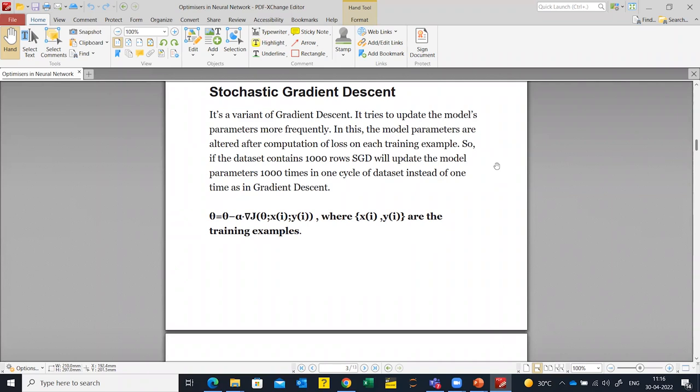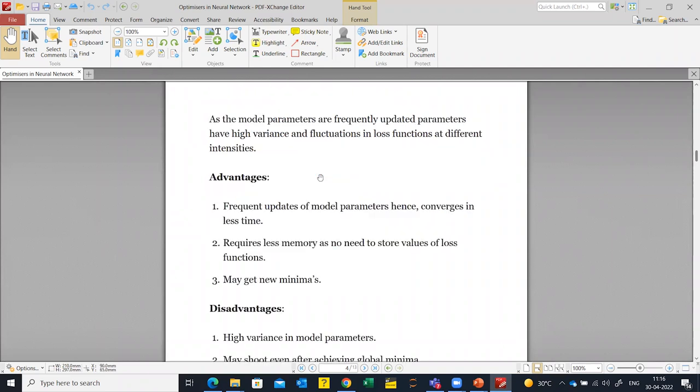Now you can understand there is one more problem with stochastic gradient descent, but we'll come to that. Don't worry. The only difference is that at each step, it tries to optimize the parameters, instead of doing it all at once. As the model parameters are frequently updated, parameters have high variance and fluctuations in loss functions at different intensity.